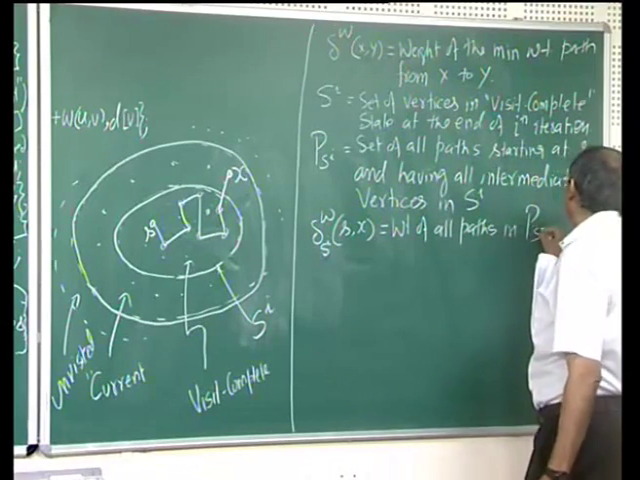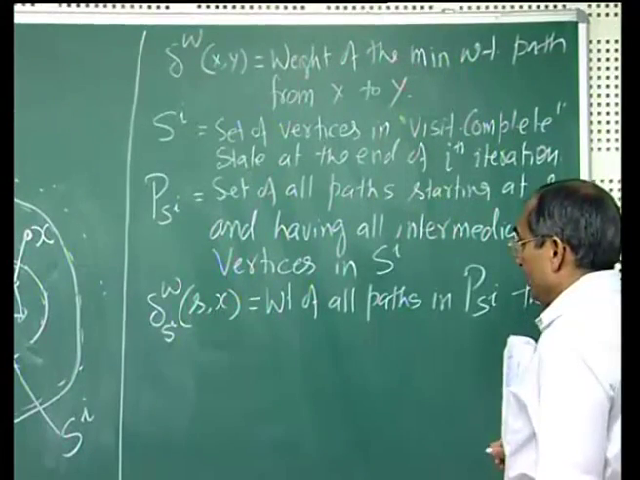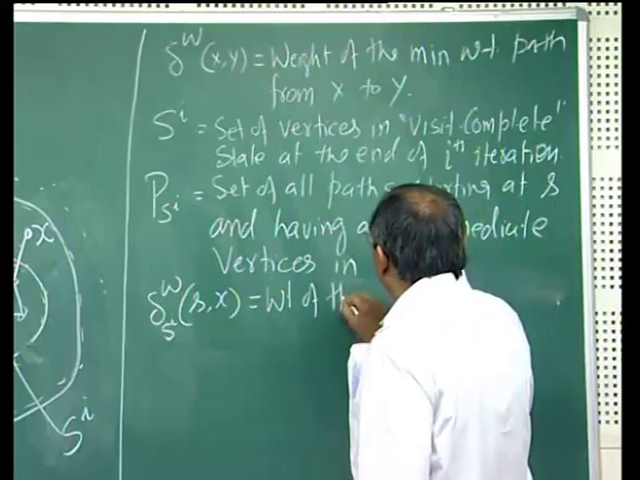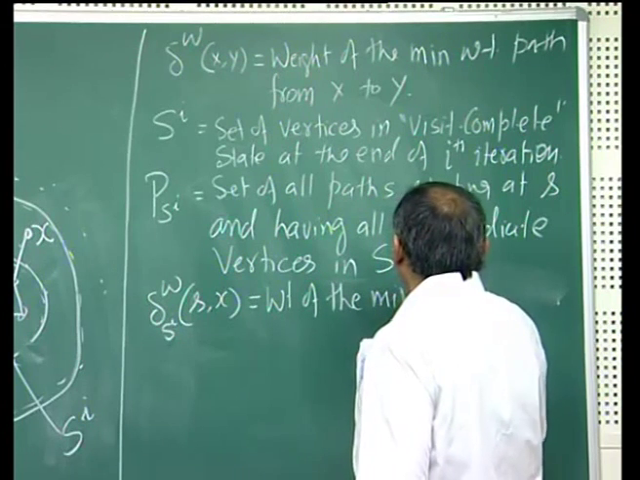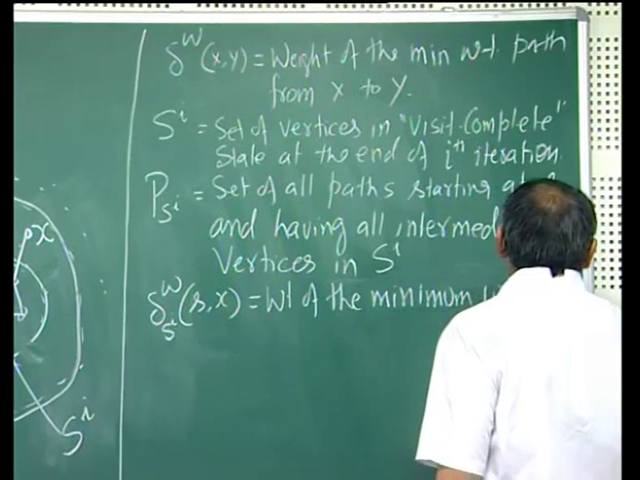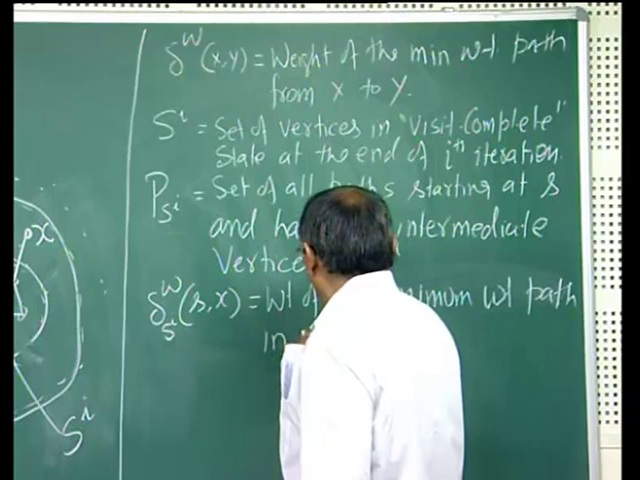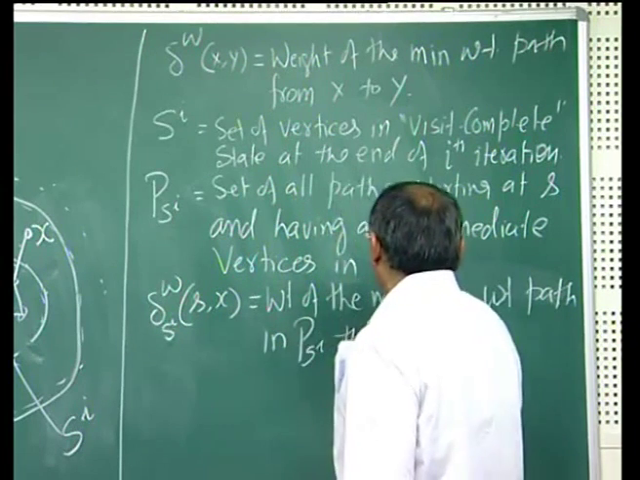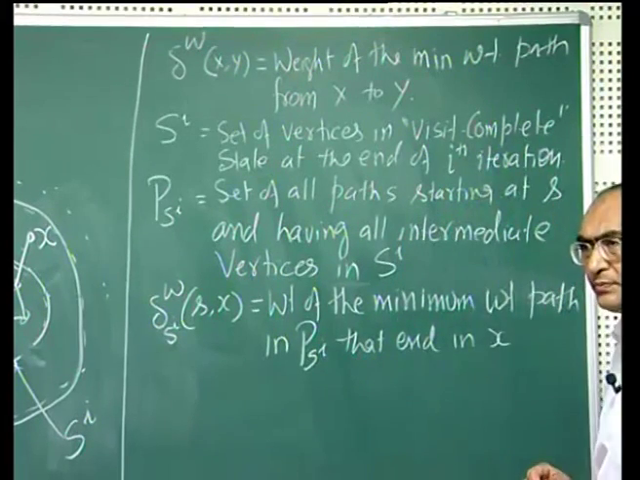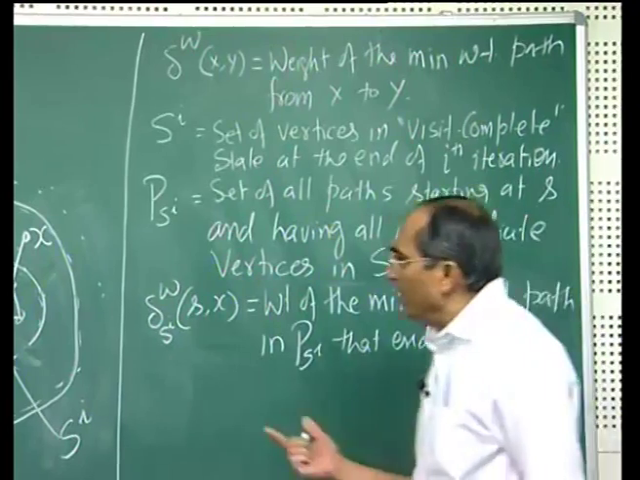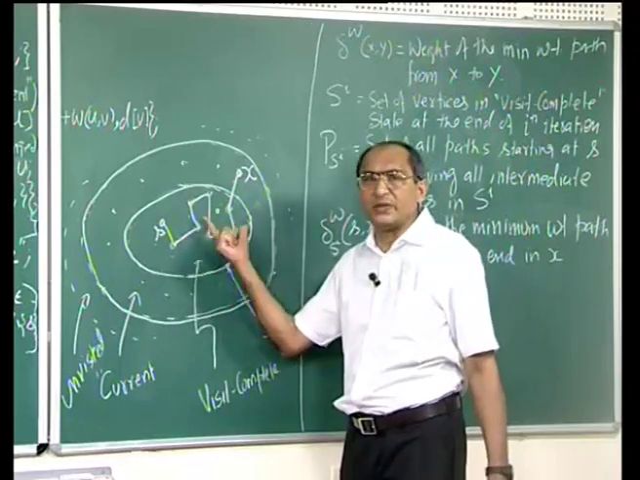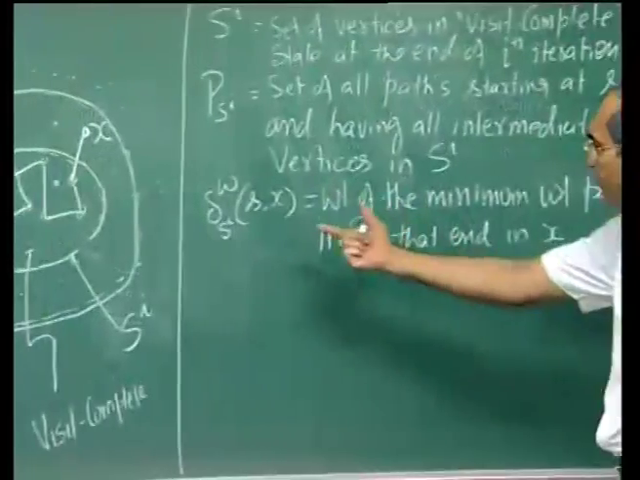in PSI, the weight of the minimum weight path in PSI that ends in X. Okay. So, if you happen to have more than one such path, then pick the lowest weight, and that weight is denoted by this.